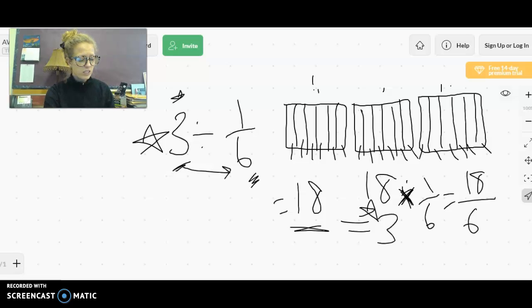Let me know if you have any questions. Your work for today is page 767. Good luck, and make sure to do the self-check on Canvas as well.